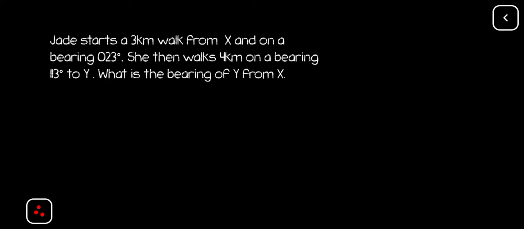So like you would have noticed, in bearing we will represent our question with a diagram. That helps us to understand what method we're going to use to solve. Okay, so let's do that. So Jade starts a 3 kilometer walk from X on a bearing 023 degrees. So I want to do that on another page.